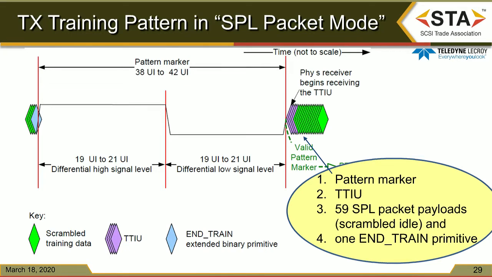So after the TTIU is sent, a SAS4 device will send 59 SPL segments, which contain scrambled idle. So that's 59 128-bit SPL segments, where SAS3 would just send 58 D words of scrambled idle. So with 24 gig, the scrambled idle stage is longer. And then they use a new primitive, ntrain. This is one of those extended binary primitives. So that's used to delineate the end of the pattern now, and really the start of the next stage.